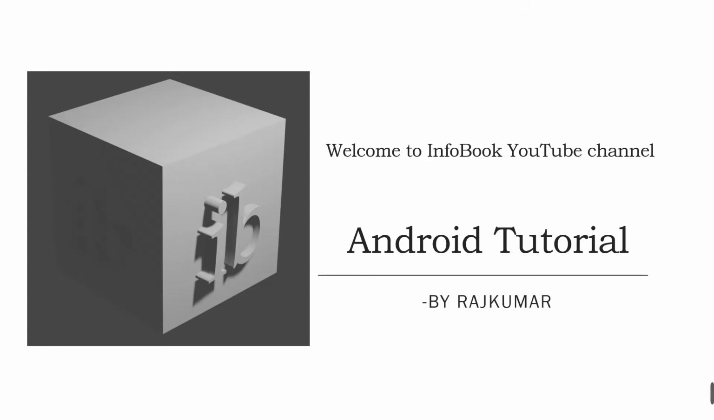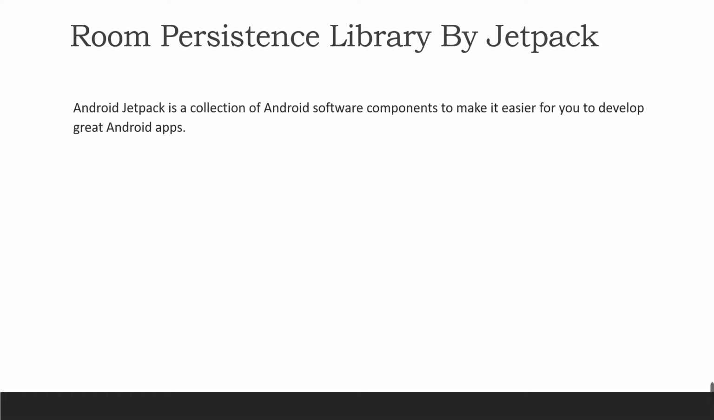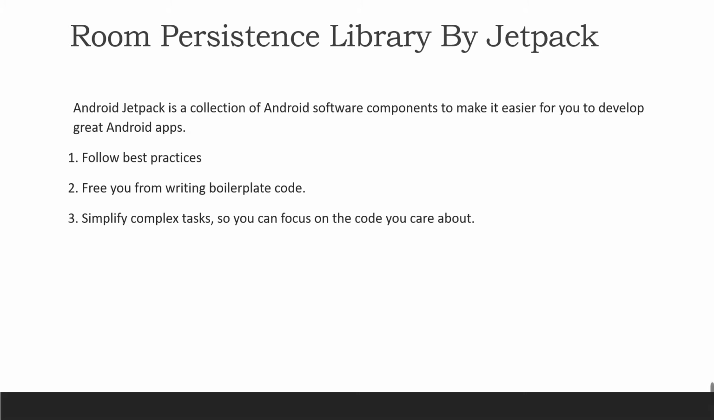This is Raj Kumar. Today we are going to see Room Persistence Library by Jetpack. What is Jetpack? Jetpack is an Android library announced in the latest I/O conference by Google. Android Jetpack is a collection of Android software components to make it easier for you to develop great Android applications. What is the use of it? To follow best practices, free you from writing boilerplate code, and simplify complex tasks so you can focus on the code you care about. Now, Room.